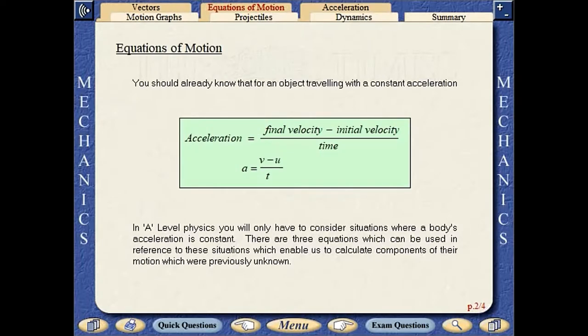You should already know that for an object traveling with a constant acceleration, acceleration equals final velocity minus initial velocity over time. In A-level physics, you will only have to consider situations where a body's acceleration is constant. There are three equations which can be used in reference to these situations, which enable us to calculate components of their motion which were previously unknown.